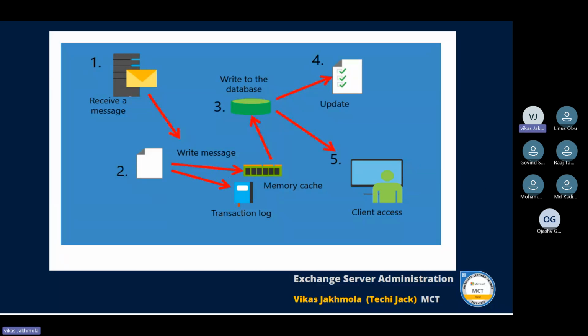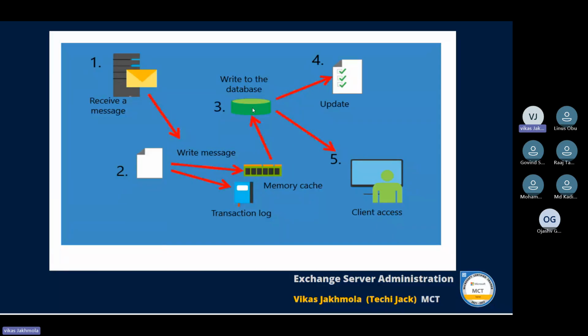And once the message is written to the database, the process comes to the checkpoint, because now the mailbox server updates the checkpoint file to indicate whether the transaction was committed properly or not. So now you will get the clear picture. Once the mail is written into the database, it goes to the checkpoint file. That means the checkpoint file now knows this transaction log, which was earlier in memory, has been committed to the database.